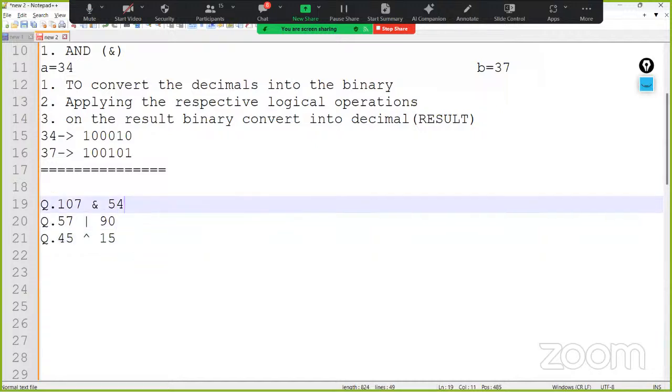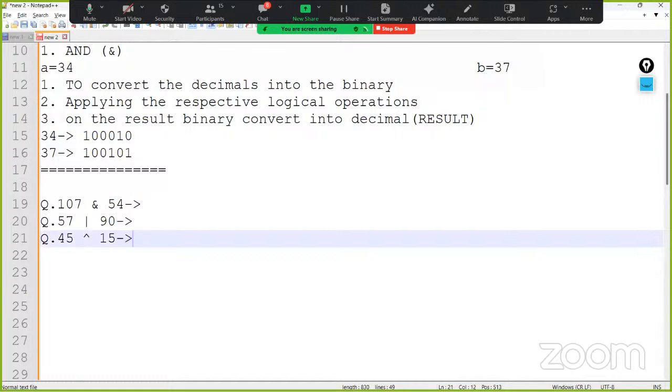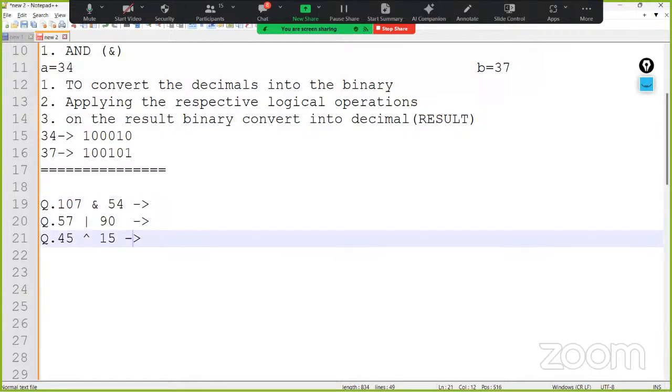Now I want you to solve these using the same approach, and please tell me the answer once you're done in the chat box. Please do not mute yourself. Just put it in the chat box so that those who are practicing do not feel any disturbance. Just put it in the chat box, I will read it properly later.